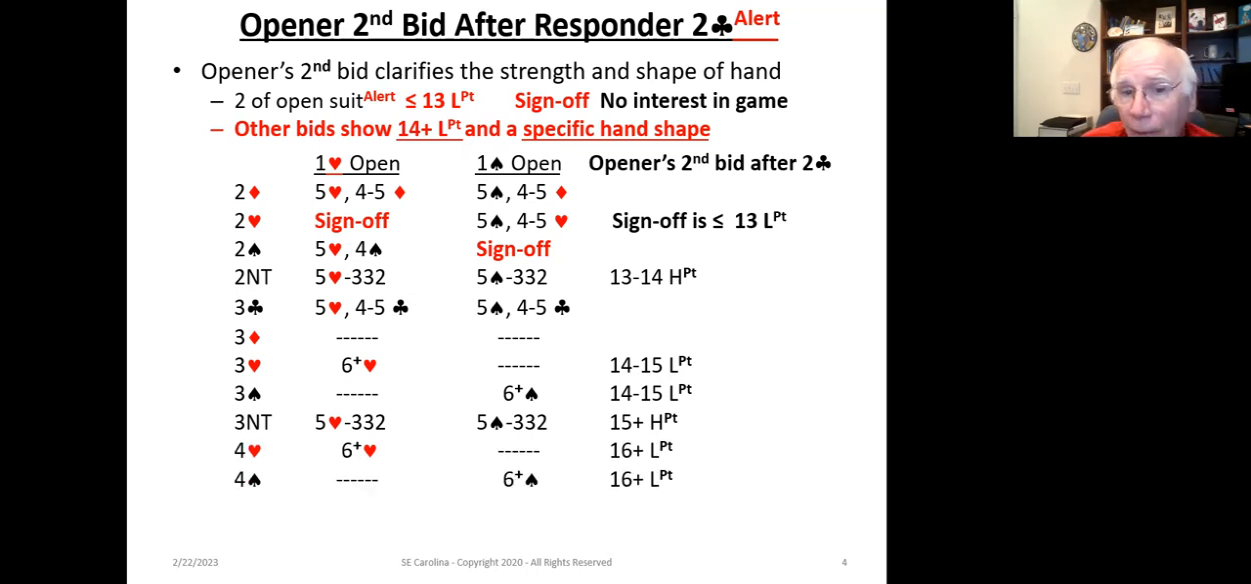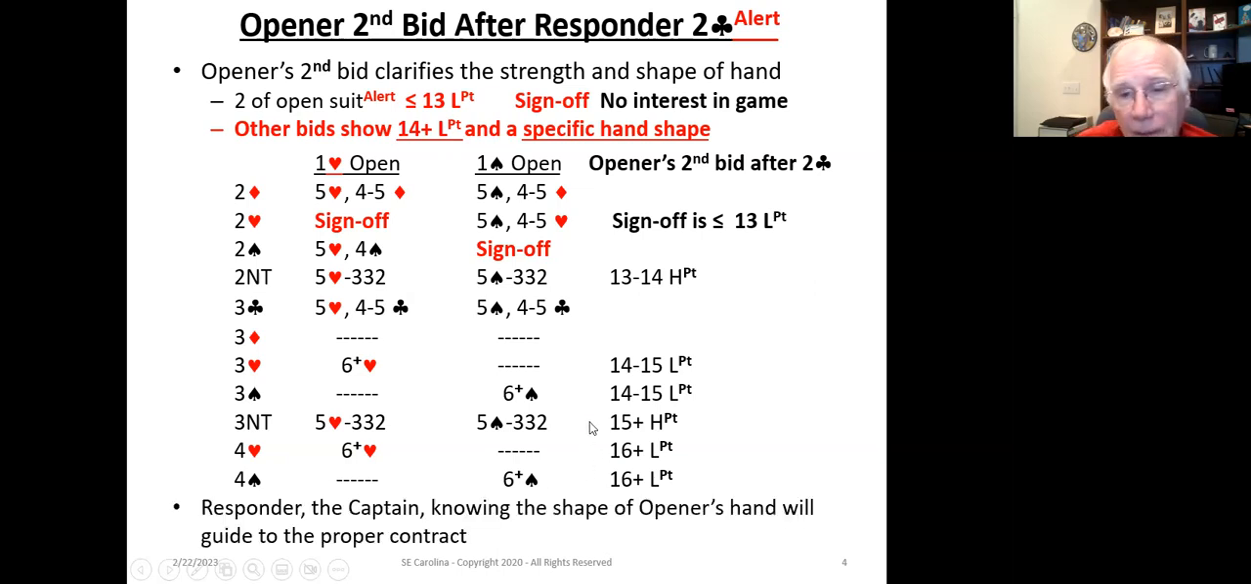Okay, and then we have 2 other bids here. So you've got 6 plus points and 16 plus lane points. Now you know you've got a 9 card fit that you're definitely going to game. And so you go ahead and bid 4 hearts or 4 spades and put yourself in a game contract.